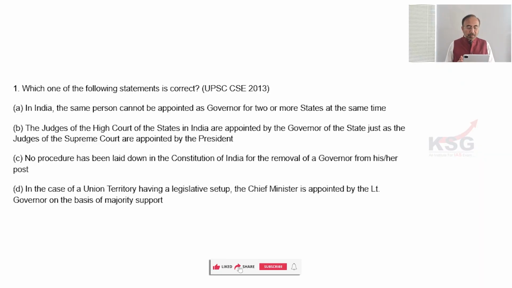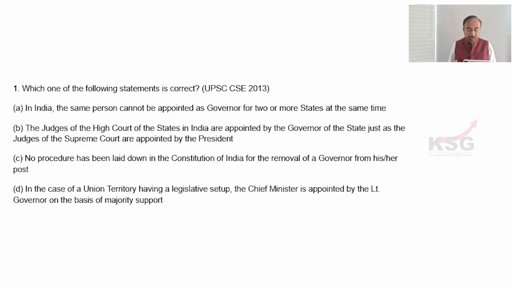And here it is. The first question. Which one of the following statements is correct? I'm starting with a 2013 PT question itself. First, in India, the same person cannot be appointed as governor for two or more states at the same time. Second, the judges of the High Court of the state in India are appointed by the governor of the state, just as the judges of the Supreme Court are appointed by the president. Third, no procedure has been laid down in the Constitution of India for the removal of the governor from his/her post.